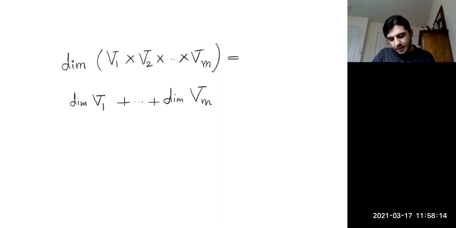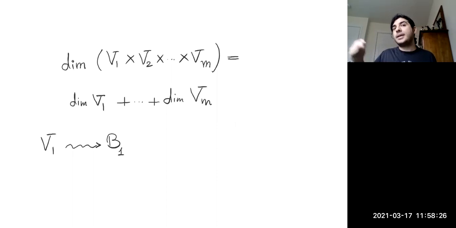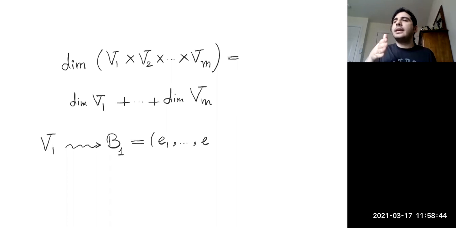So let me explain. I have the vector space V1, okay? If I look at its basis, let's show it with B1. Say B1 is a basis for V1, right? A basis would contain some linearly independent vectors which generate V1. Let's use a notation for them. Let's show them as E1 up to E. What is the index of the last vector?